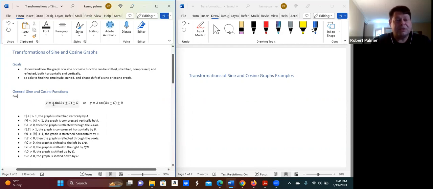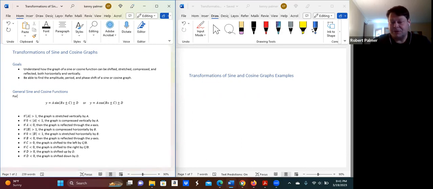So the first constant out in front in both cases is the a. That's the number right in front of the sine or cosine. Now, if this a, and here we're using the absolute value, if this number in absolute value is bigger than 1, the graph is stretched vertically by a. Okay, it's like taking that graph and stretching it vertically. But if the absolute value is between 0 and 1, it's compressed vertically. We'll look at this in just a moment. Okay, and then finally, if a is negative, then the graph is reflected through the x-axis.